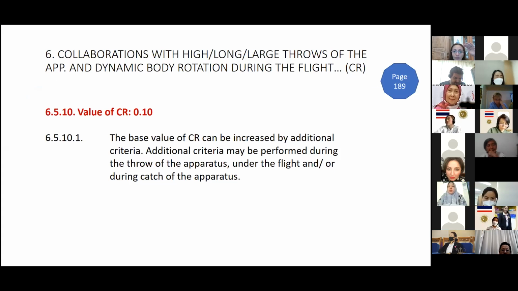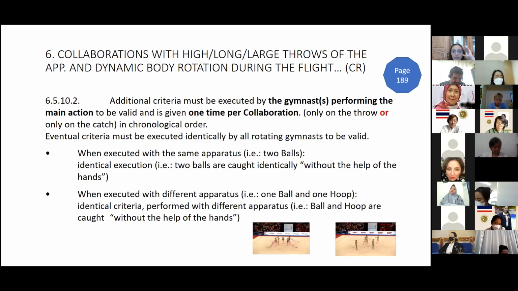Value of this CR, the base value, is 0.1. So it can be increased by additional criteria. Additional criteria can be during the throw of the apparatus, under the flight, or during the catch of the apparatus. Additional criteria is given only one time per collaboration, only on the throw or on the catch, in chronological order. So it's only one time, either on the throw or on the catch.